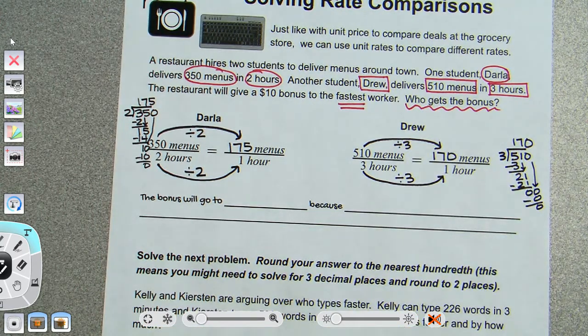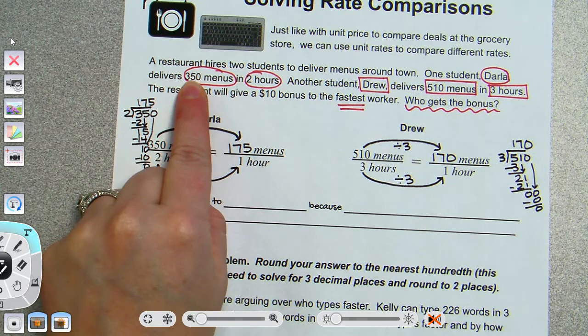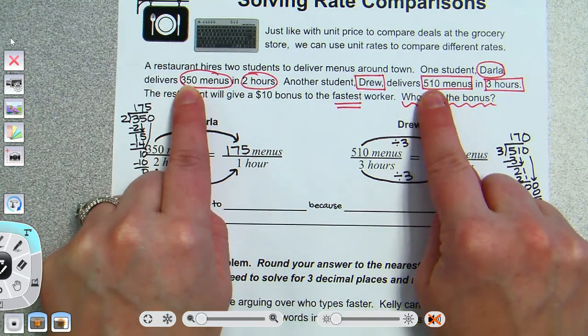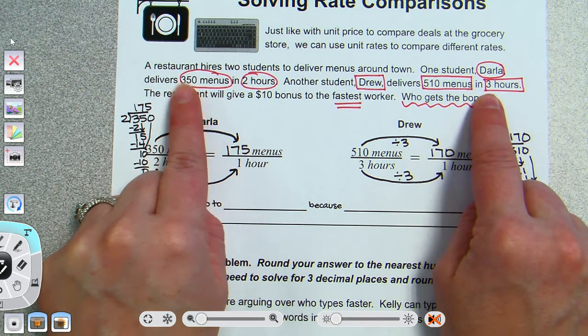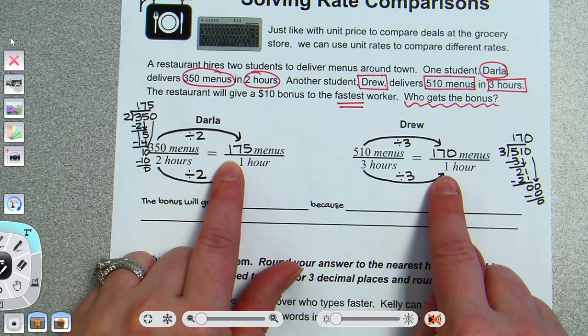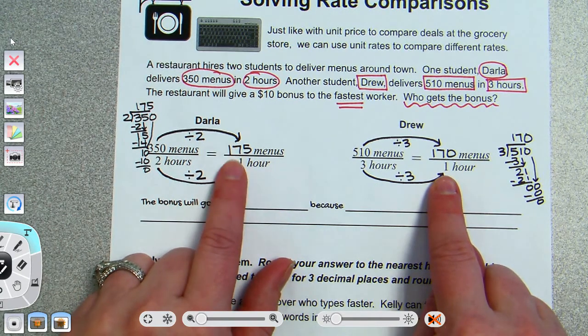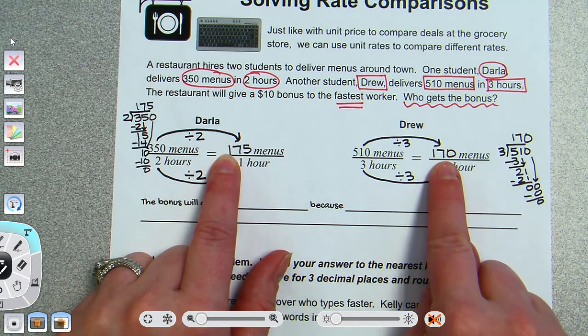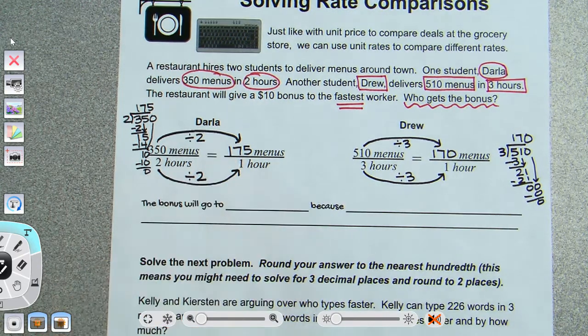So this is kind of interesting to me because if someone were a younger student, they might see that Darla did 350 and Drew did 510. And they're going to pick Drew because he did more menus. But we know as 6th graders that he took a longer amount of time. So when we simplified them both down to 1 hour, we actually noticed that Darla is faster because in 1 hour, she handed out 175 menus and Drew only hands out 170.